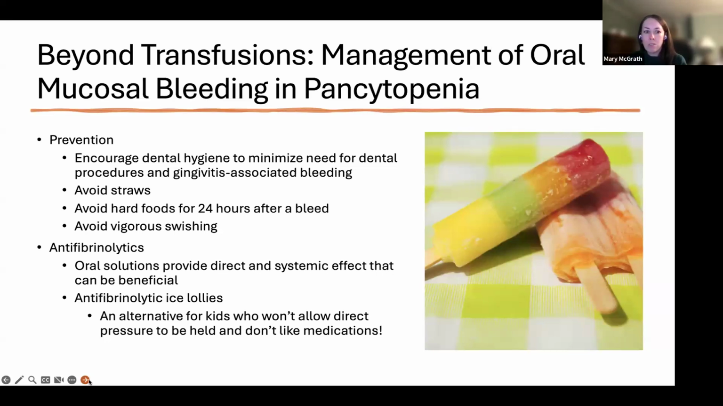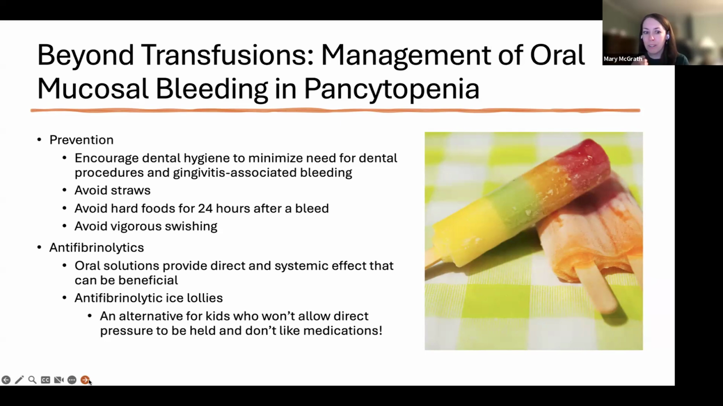I typically prefer to use oral solutions for oral bleeding just because you get some direct and systemic effect from them. One thing that is currently all the rage amongst our bleeding disorder patients is antifibrinolytic ice lollies. Parents have been taking their antifibrinolytic solution and mixing it with juice or flavored water packets and making little ice cubes with sticks in them, and they just keep a tray in the freezer at all times. And if the kids have a bleed, they pop one out.